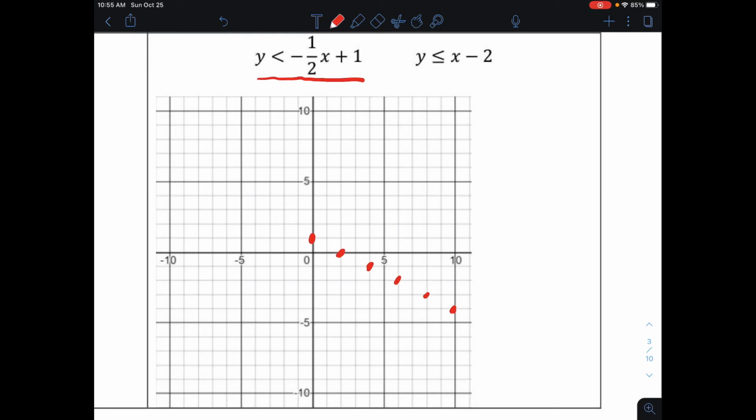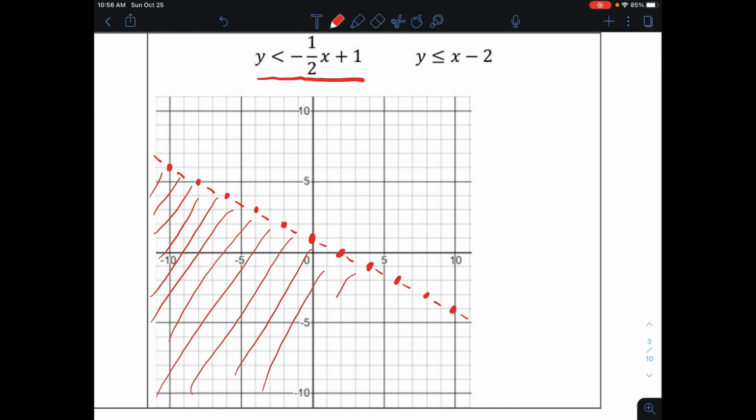Now, that inequality symbol does not have a line underneath it, so what that means is that we have to have a dashed line. So we're dashed line in here. So any point that falls on this line does not satisfy that inequality because it has to be less than the line. Now looking at the inequality symbol, since y is on the smaller side of the inequality symbol, we have to shade underneath the line. So any coordinate that falls under this line here would satisfy that expression.